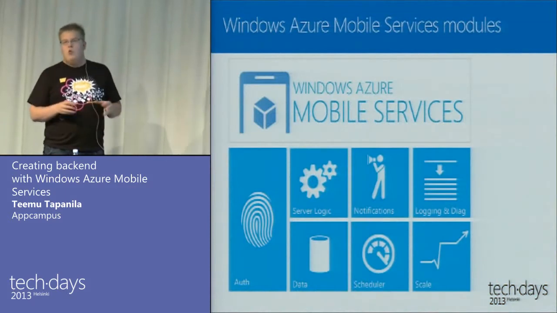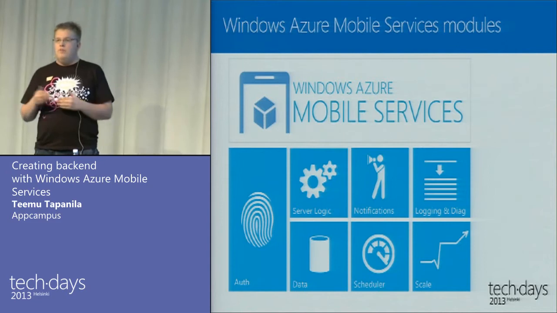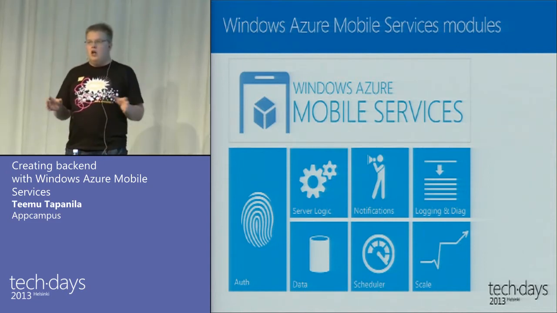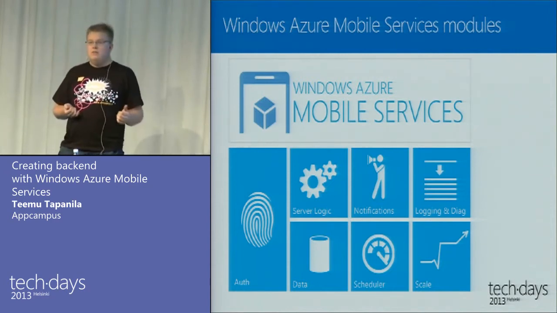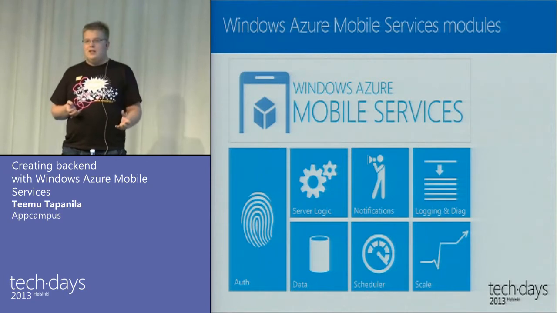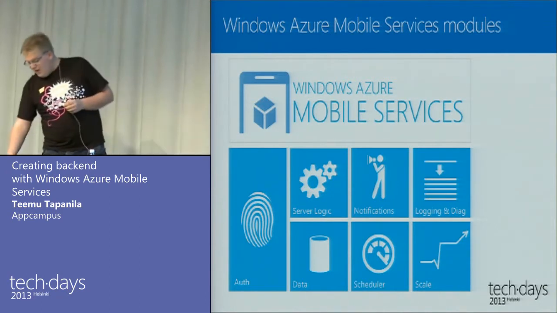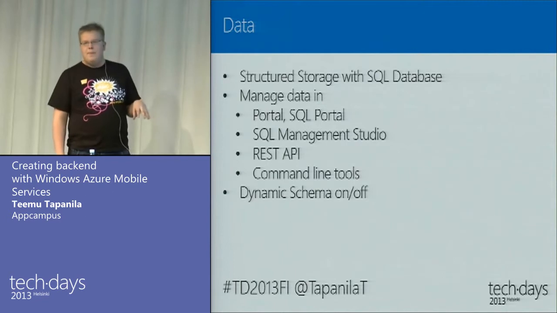So Windows Azure Mobile Services is a SaaS. So you buy it as a service. You get lots of things out of the box. You get authentication, you get data, you get logging, you get diagnostics, you get lots of the things. And now we're going to dive a little bit deeper. So a little bit about the data.